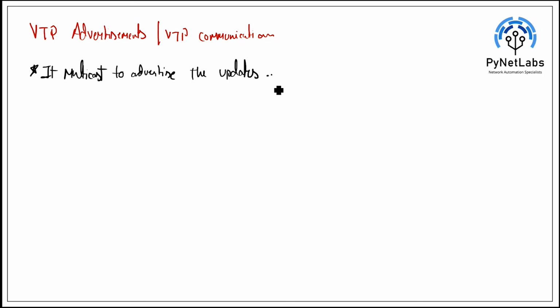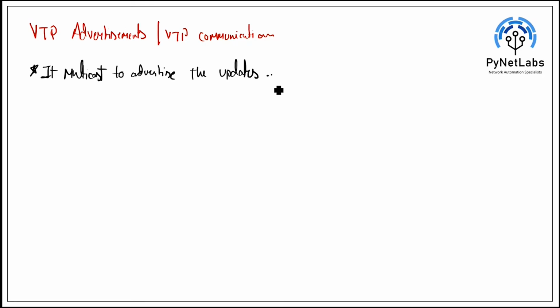Whenever it is advertising the updates, it does so across the trunk links to all the switches in the VTP domain. This is what we all know, because only once you have configured the trunking is the traffic synchronized from the server to the clients, right? Yes, sir.